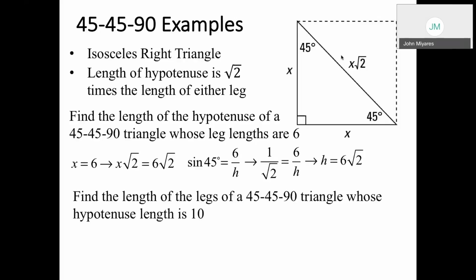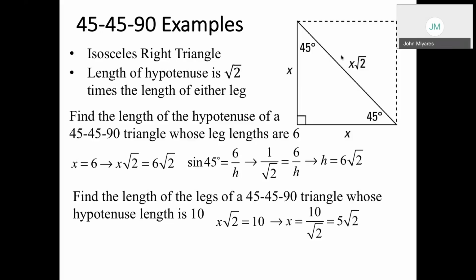Let's try a variation on this. Suppose this time we know the hypotenuse is 10 and we want to find the lengths of the legs. We have a couple of approaches we could do here. We know that the length of the hypotenuse is the length of the legs times the square root of 2. So we could divide 10 by the square root of 2, then rationalize the denominator to get 5 square roots of 2.